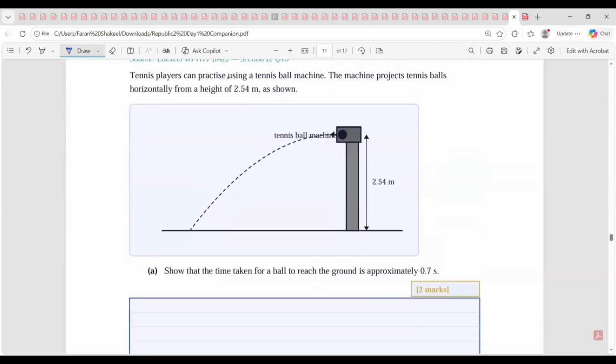Tennis players can practice using a tennis ball machine. The machine projects tennis balls horizontally at a height of 2.54 meters, right? Show that the time taken for a ball to reach the ground is approximately 0.7 seconds. How are we going to do it, Jason? How would you get the time taken for a ball to reach the ground?